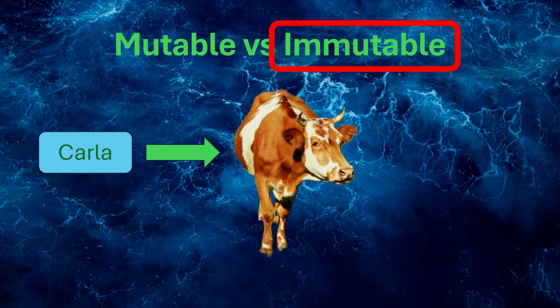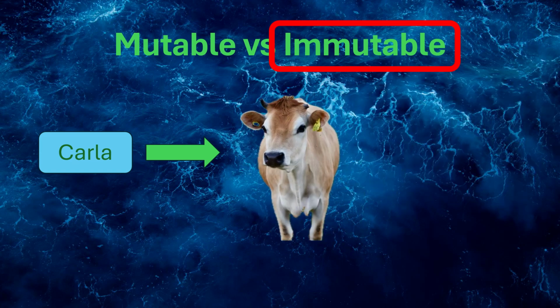Now if you want to reassign this, you can't just change Carla a bit. You can't take her horns off or something like that. You have to change the whole value. So if you want to give a new value to Carla, your variable, then you need to replace it completely, right? Now your Carla variable still is named Carla, but it points somewhere else.